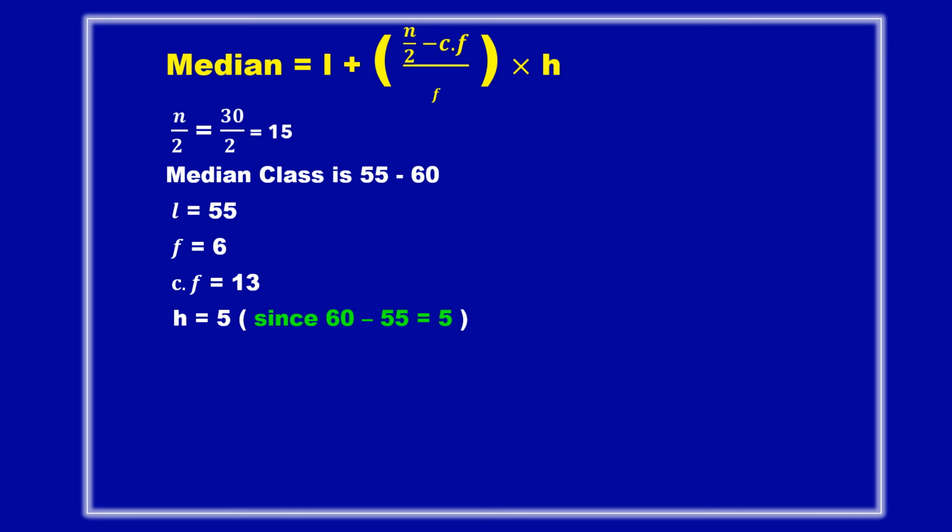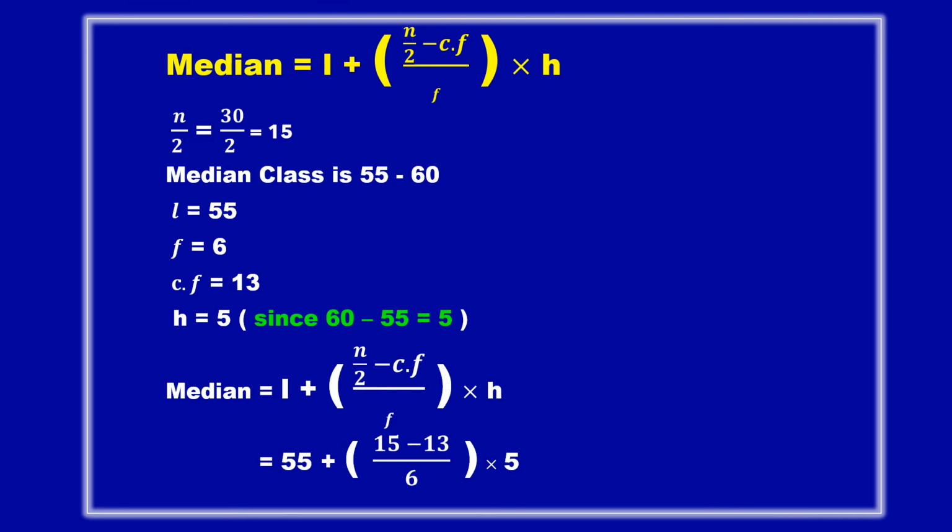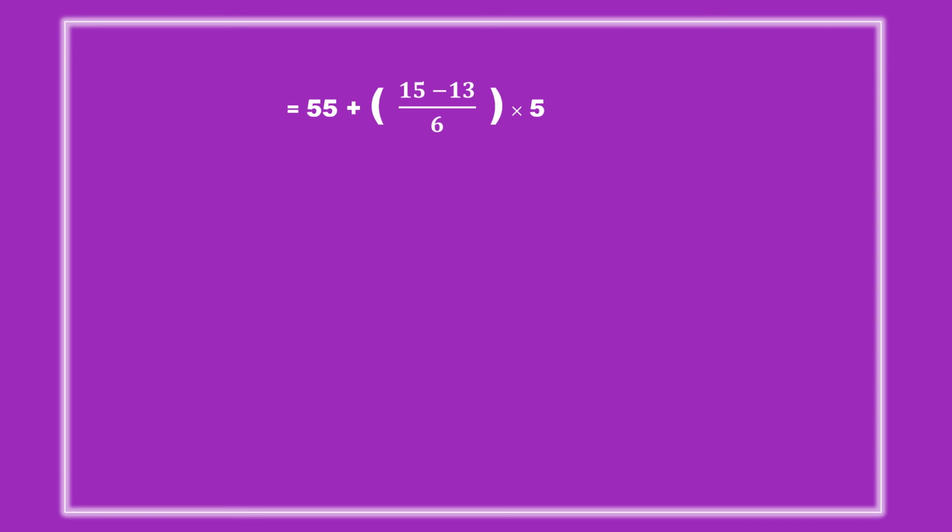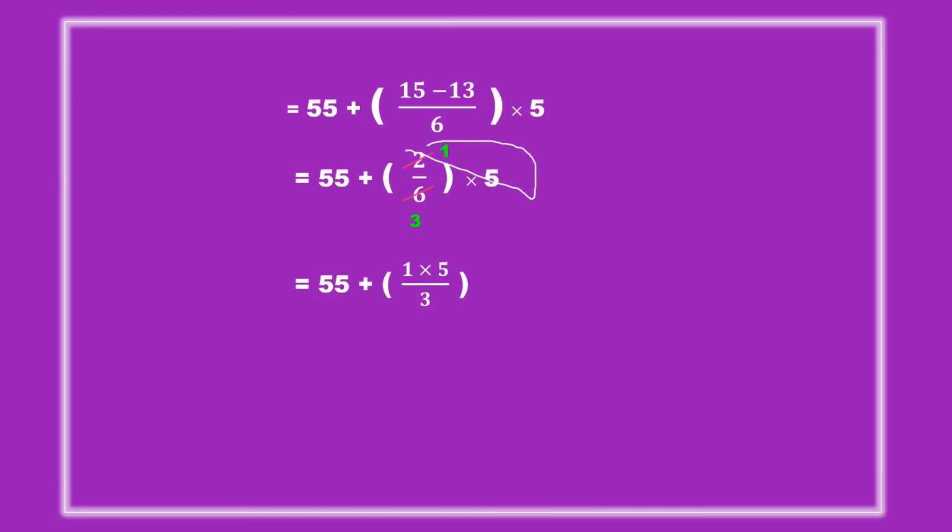Now take the formula and substitute all these values. L is 55, plus n by 2, we got 15, minus CF, I got 13, by F is 6, into H is 5. Now let us simplify. 55 plus 15 minus 13 by 6 into 5. Do the subtraction: 15 minus 13 will give you 2. 2 by 6 into 5. Then we can cancel: 2 ones are 2 and 2 threes are 6. So multiply 1 into 5 by 3. 1 five is 5 by 3.